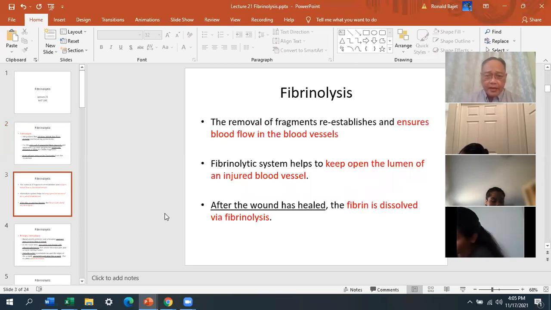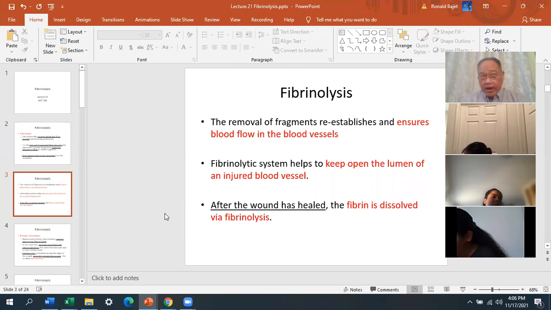Okay. Removal of fragments reestablishes and ensures blood flow in the blood vessels. Okay, so now the healing process has stopped. You need to get blood flow going again. That's what fibrinolysis does, because what you're doing is cleaning up the fibrin. It also helps keep open the lumen of an injured blood vessel. It's part of the cleaning process. And after the wound has healed, the fibrin is dissolved via fibrinolysis. So fibrinolysis cleans up the wound after it's healed.